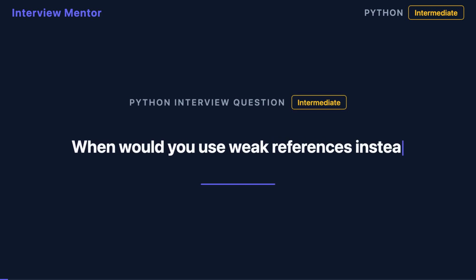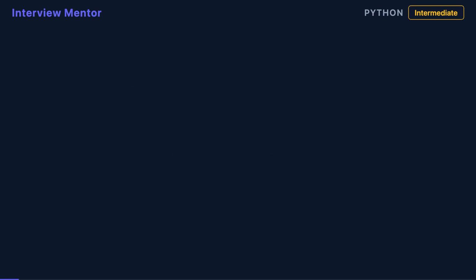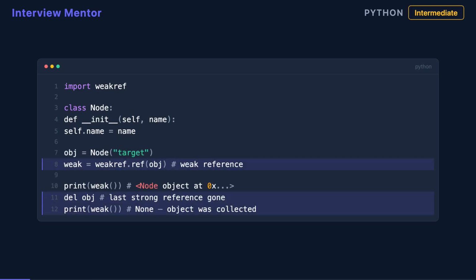Ever had a memory leak because two objects just refused to let go? In Python, a regular reference keeps an object alive. As long as something points to it, the garbage collector leaves it alone. A weak reference is different. It points to an object without preventing collection. When no strong references remain, the object is freed and the weakref returns None. You create one with Python's weakref module.